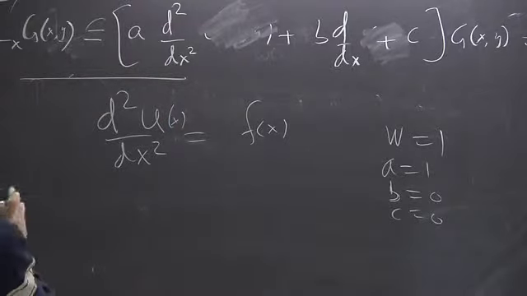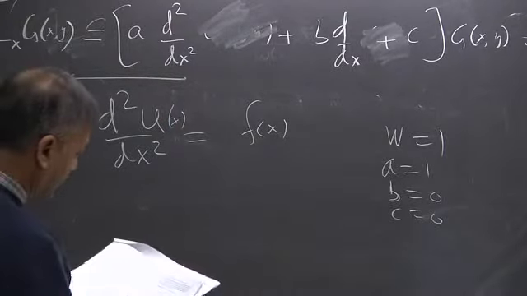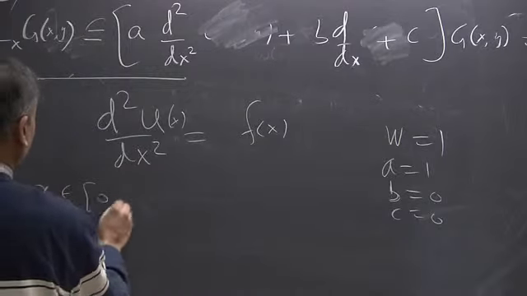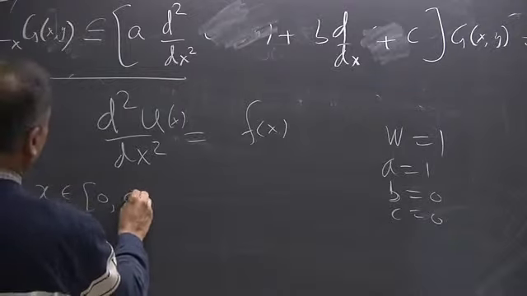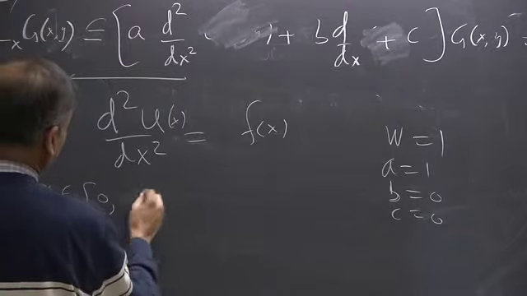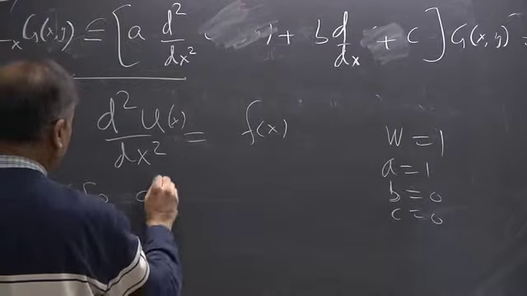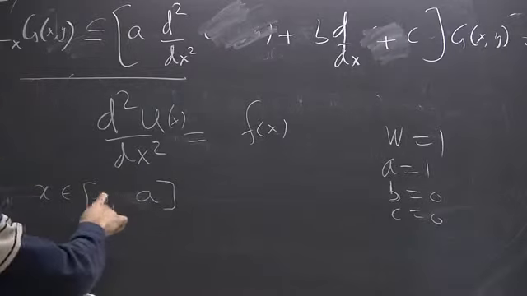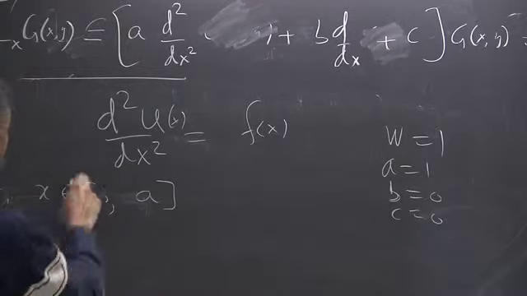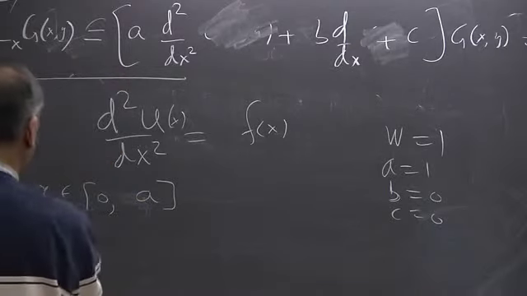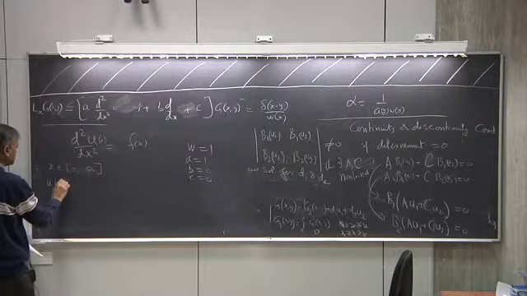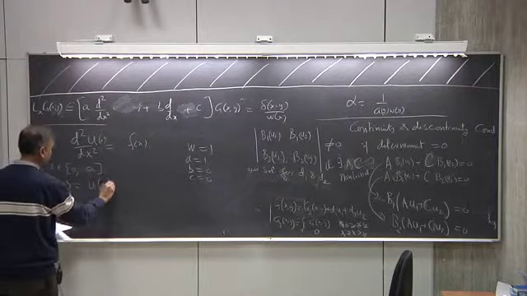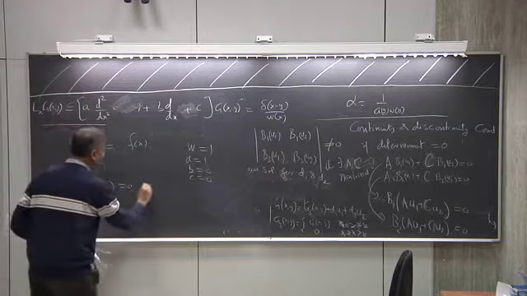Okay. So the associated Green's function, and let's specify the boundary condition. Let's say the interval is x in 0 to a, where a is just a number. And the boundary condition we choose is u(0) equal to 0 and u(a) equal to 0. So that's my Dirichlet boundary condition.